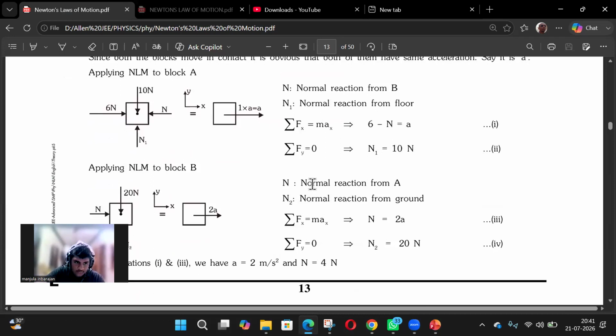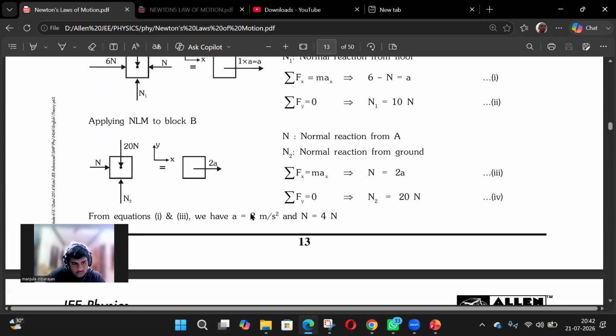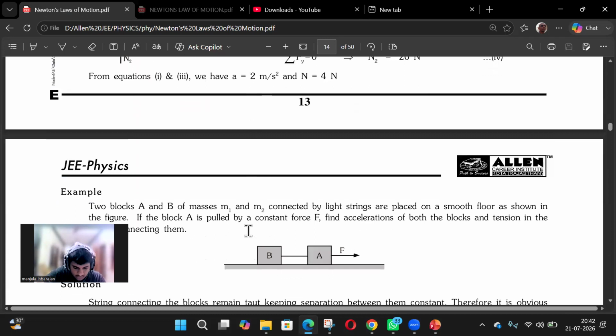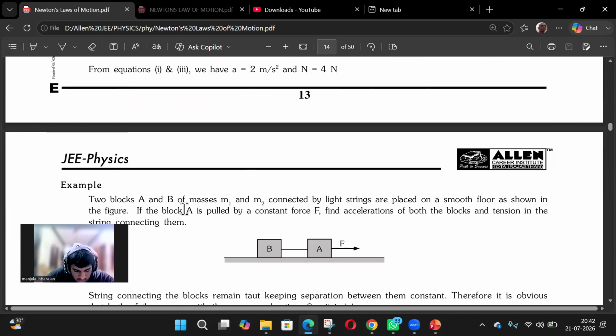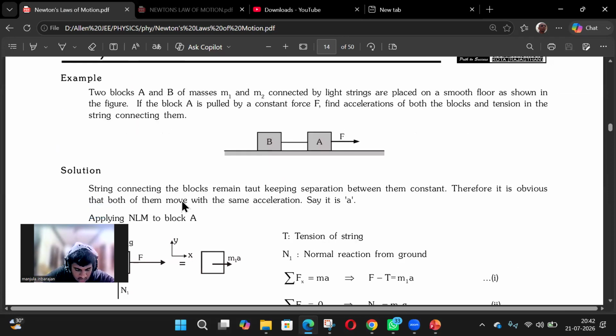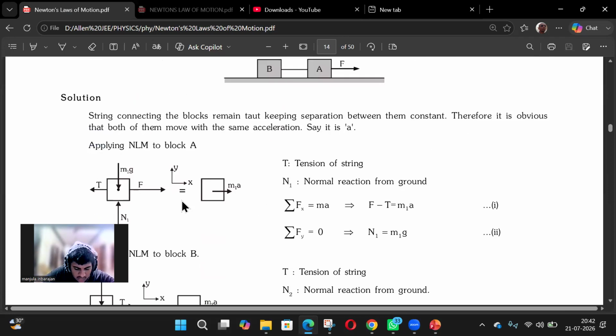So how many marks are you expecting in physics? Above 150. This physics, this last test. Yeah, above 150 only, sir. More or less.